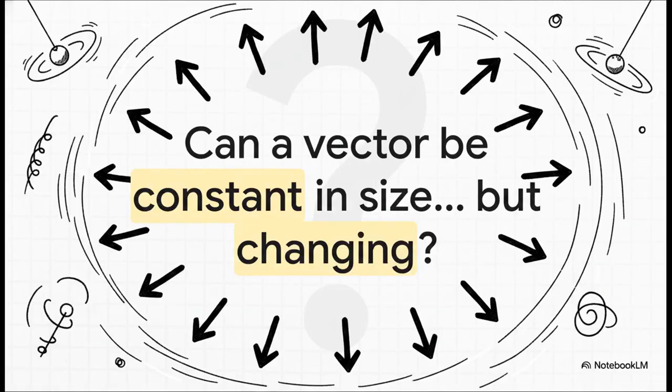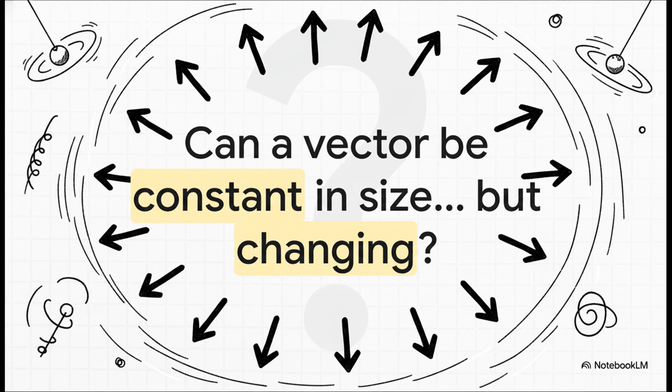But first, let me hit you with a bit of a paradox. Is it possible for something, let's say a vector, to be constant in size, its magnitude doesn't change, but at the same time, it's always changing? I mean, that sounds completely impossible, right? Just keep that question tucked in the back of your mind, because the answer is actually the key to unlocking this whole problem.